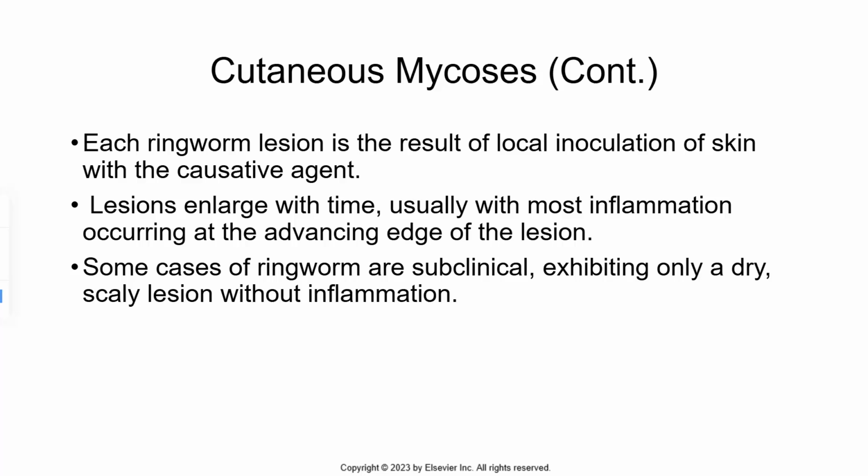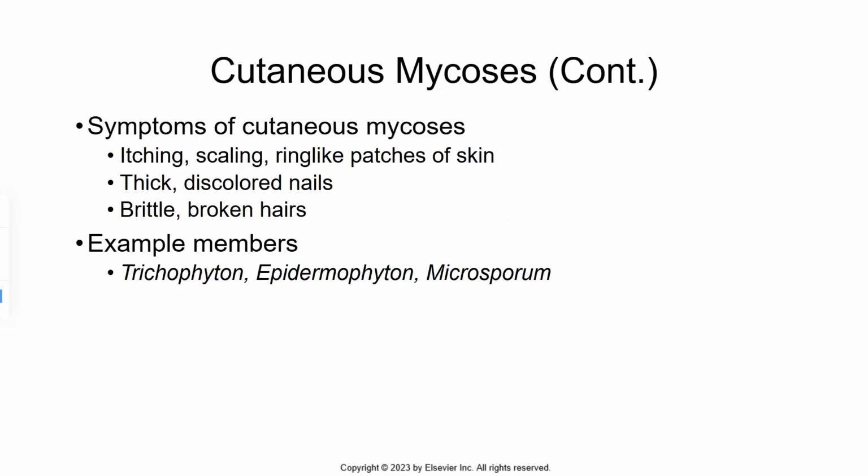Each ringworm lesion is the result of local inoculation of skin with the causative agent. Lesions enlarge with time, usually with the most inflammation occurring at the advancing edge of the lesion. Some cases of ringworm are subclinical, exhibiting only a dry, scaly lesion without inflammation. Symptoms of cutaneous mycoses would be itching, scaling, ring-like patches of skin, thick, discolored nails, brittle or broken hairs. Example members would be Trichophyton, Epidermophyton, and Microsporum.